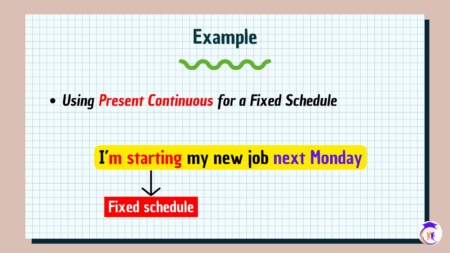Using present continuous for a fixed schedule. I'm starting my new job next Monday. This sentence indicates a definite arrangement. The starting date has likely been confirmed with the employer, making it a scheduled event.